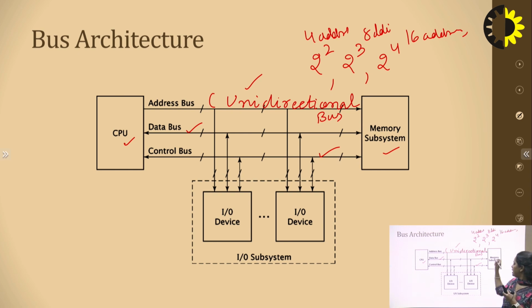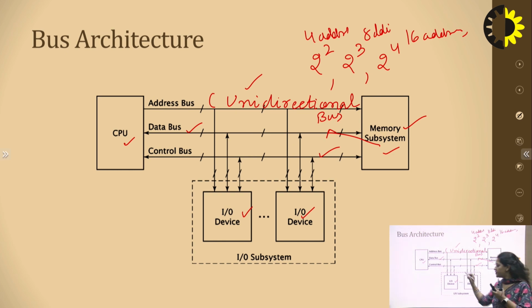And when that address reaches the memory subsystem, the content of that address will be placed on the data bus, and the data will be moved from this bus. It can be moved to the CPU and can be moved to the connected input output devices via the data bus.